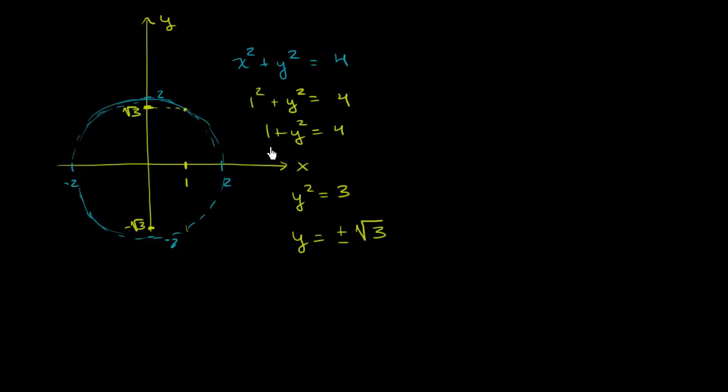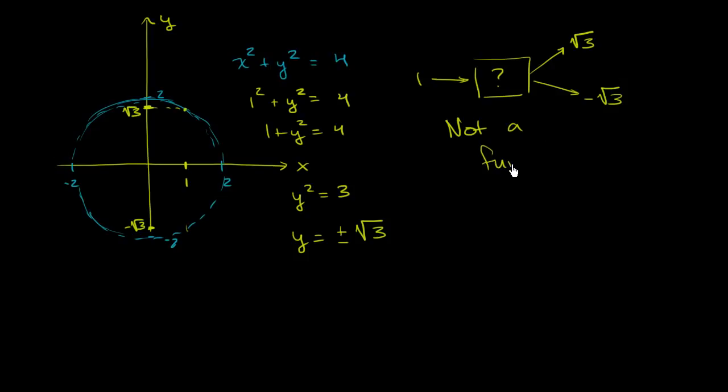So in this relationship, I inputted a 1 into my little box here, and associated with the 1, I associate both a positive square root of 3 and a negative square root of 3. This is not a function. I cannot associate with my input two different outputs. I can only have one output for a given input.